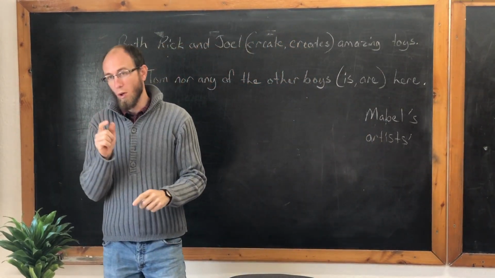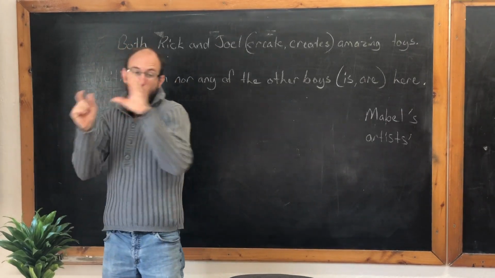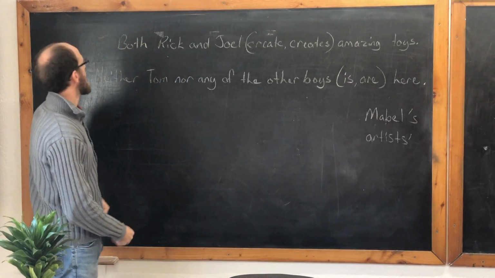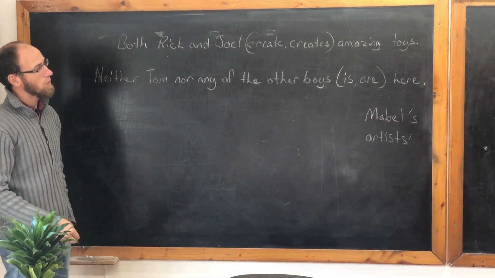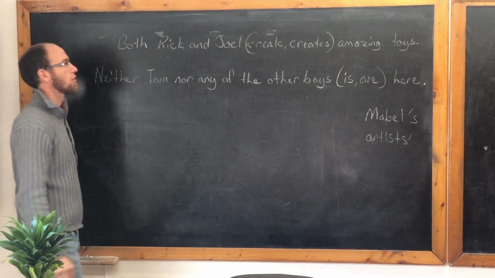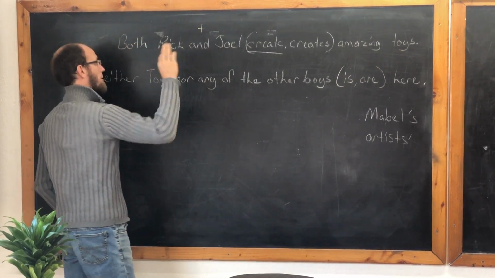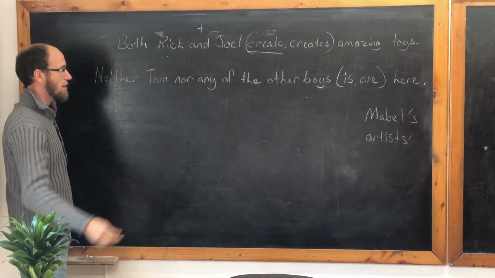But if we have or, then we're just talking about one or the other, not both options together, so we still just have one thing. Both Rick and Joel create or creates amazing toys? Create. Because we have both and. We have this and kind of being like a plus sign in there saying this and that.